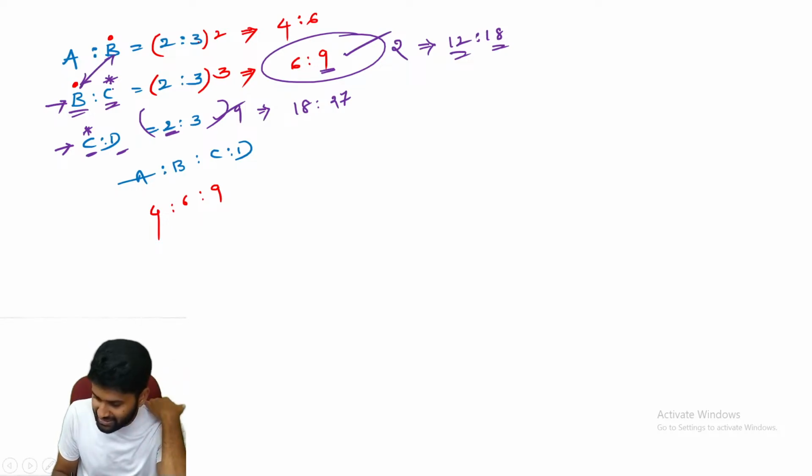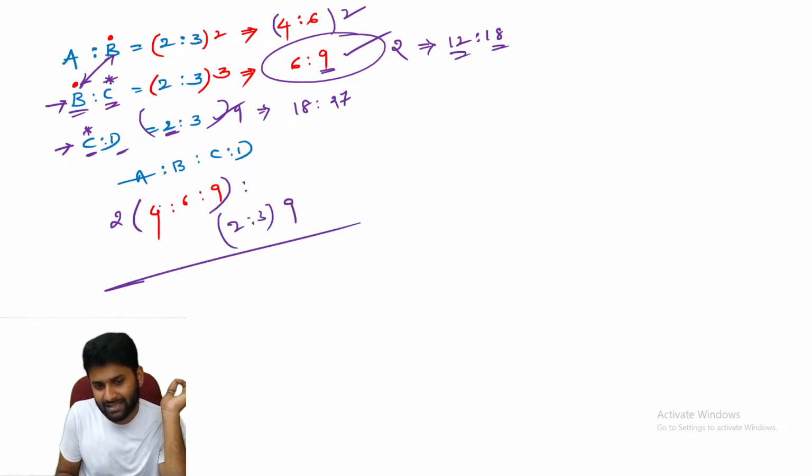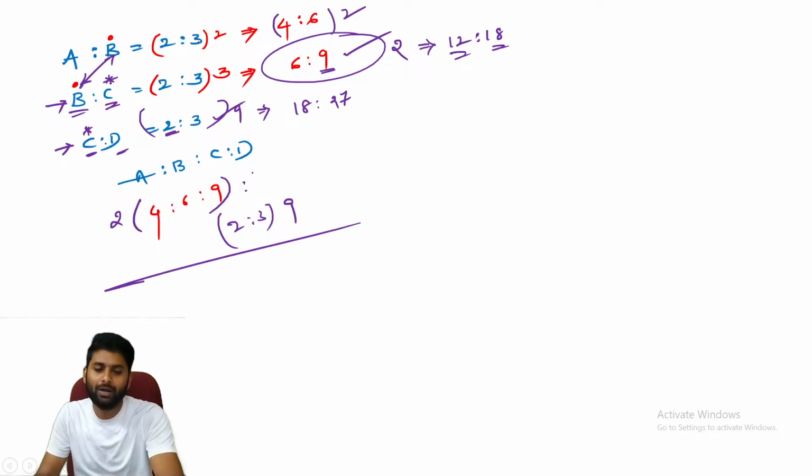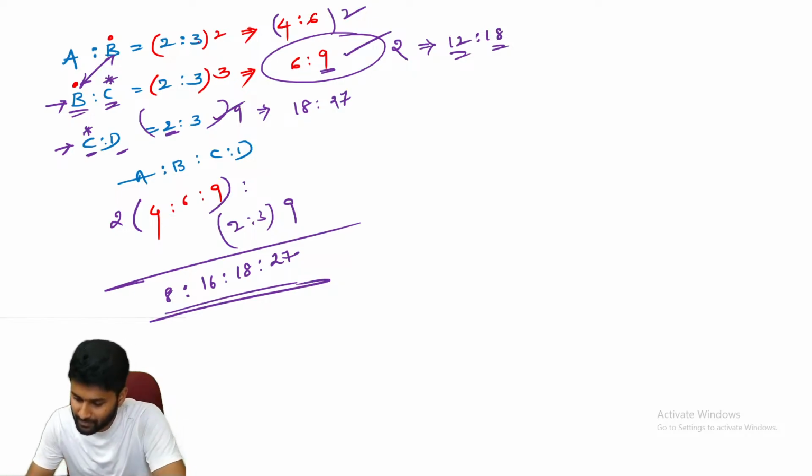That's why guys, if you are changing the B's value, again you have to multiply above ratio with a 2. That's why simply remember that. First identify the ABC and multiply entire ABC with a 2. And multiply CD with only 9. Guys, multiply entire ABC with a 2. Multiply CD with only 9. Finally, see, you will get 8 is to 16 is to 18 is to 27. Is it clear, guys?